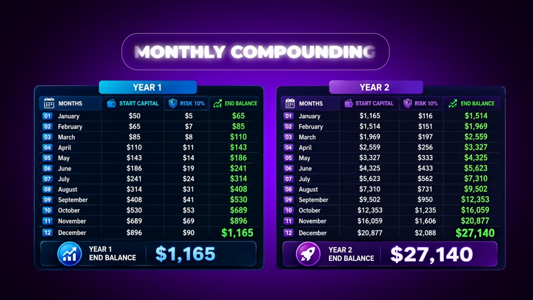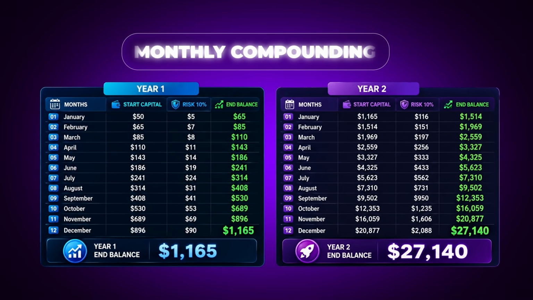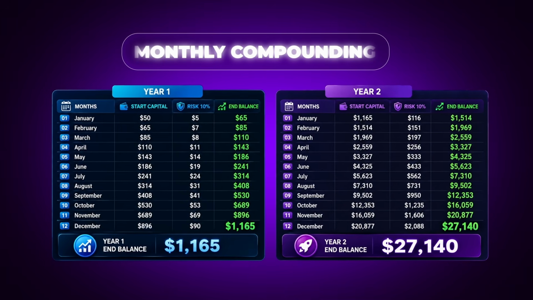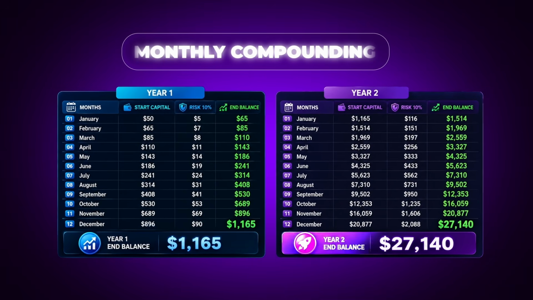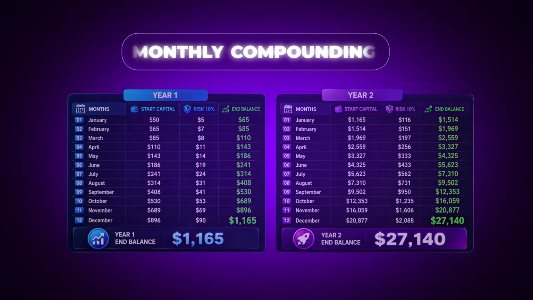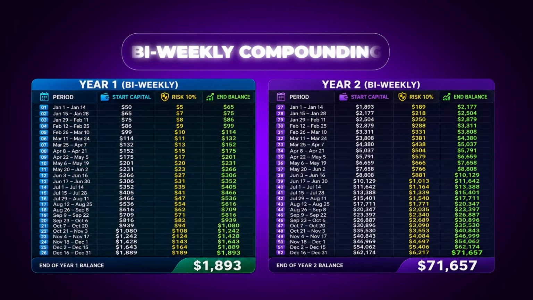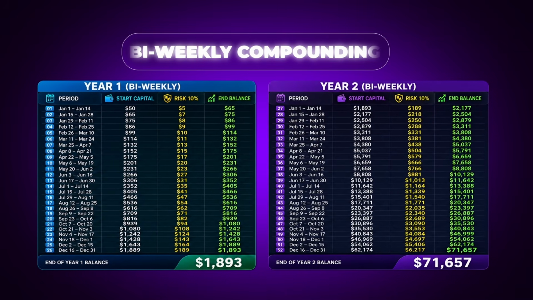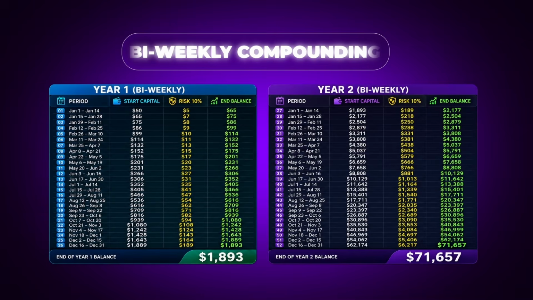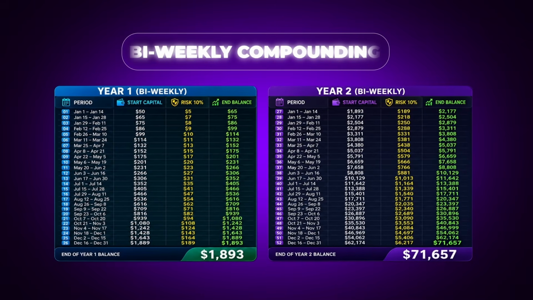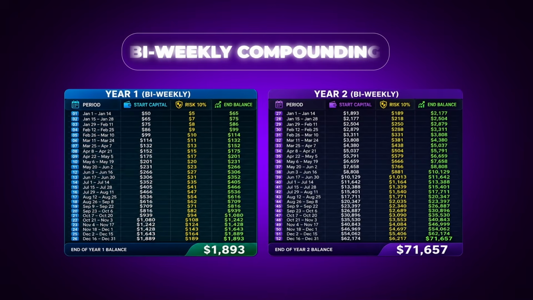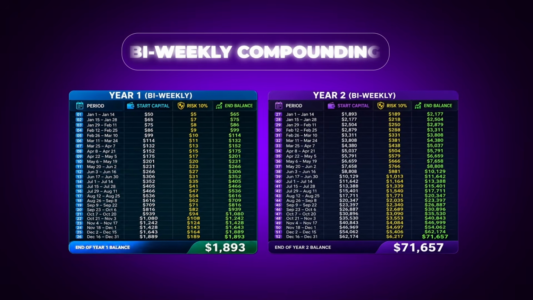With monthly compounding, that $50 becomes $1,165 in 1 year and $27,140 if the compounding continues to the second year. With bi-weekly compounding, this is $1,893 the first year and $71,657 if the compounding continues to the second year. So this is very impressive, turning $50 to $71,000 in 2 years.